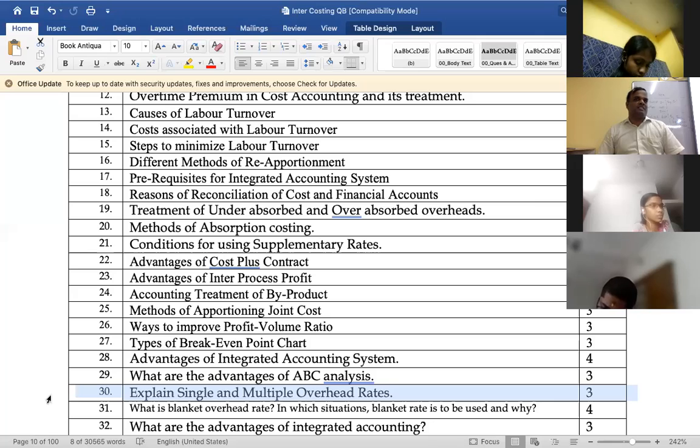Refer. Who is going to tell the first answer? Let's see. Nobody's telling the answer. Too bad. First, who is going to identify? We'll see.